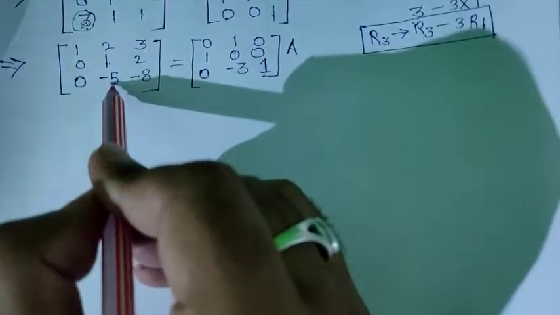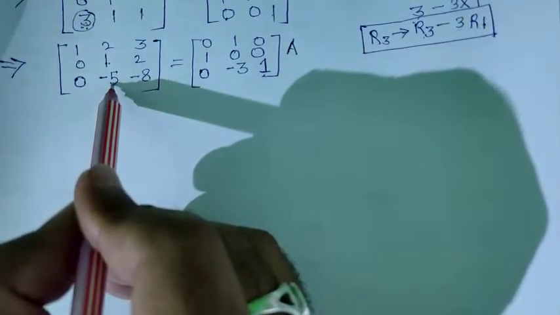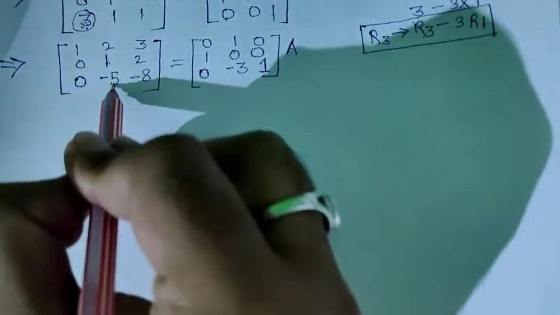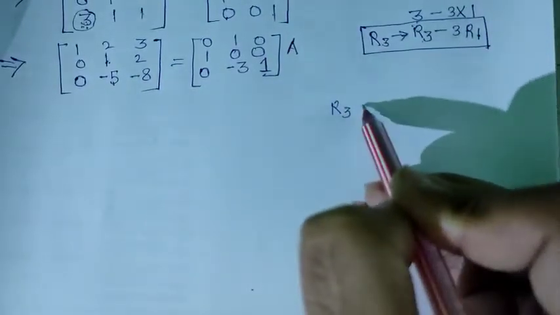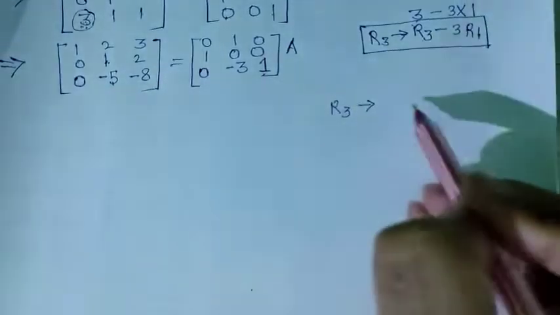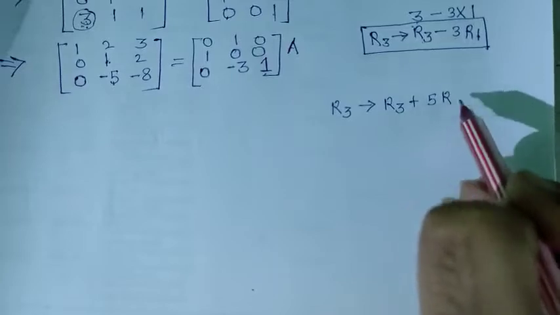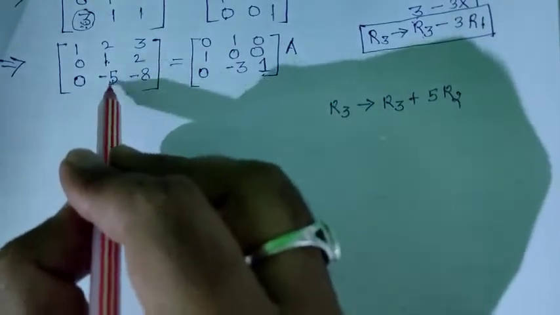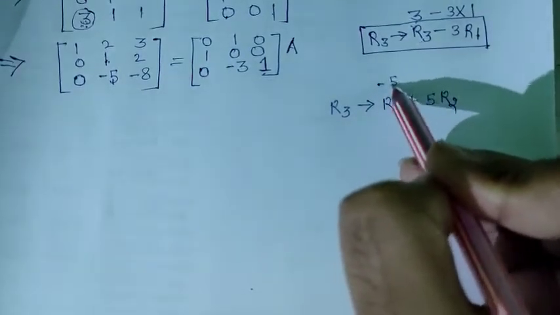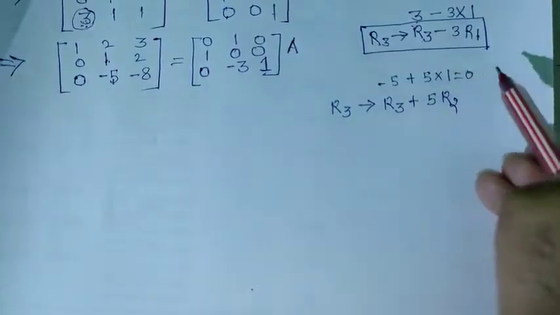Now we'll think about this minus 5. To make this minus 5 into 0, what we have to do, we'll multiply this 1 with 5 and we'll add it. It means we can do R3 plus 5R2. So it will give us 0 in place of minus 5. How will it be? Minus 5 plus 5 into 1, it is 0.